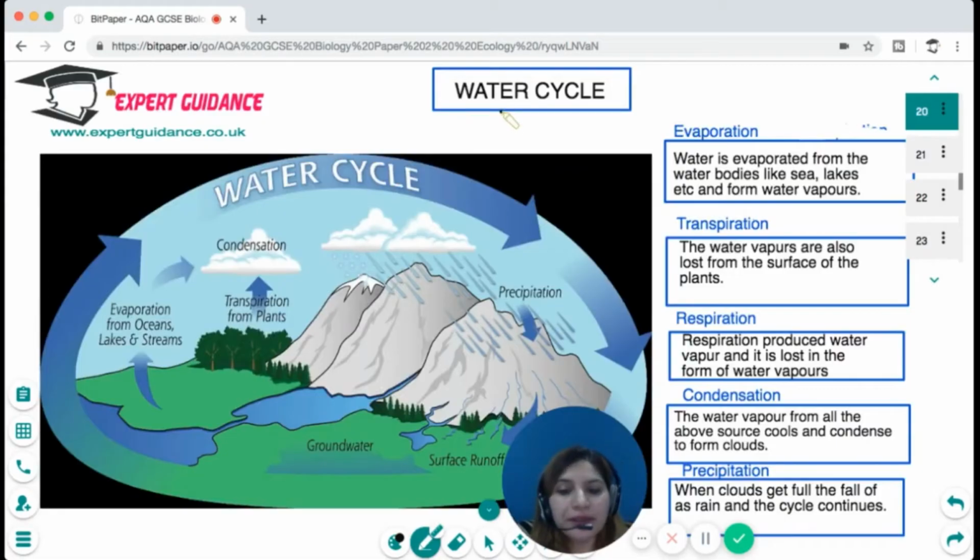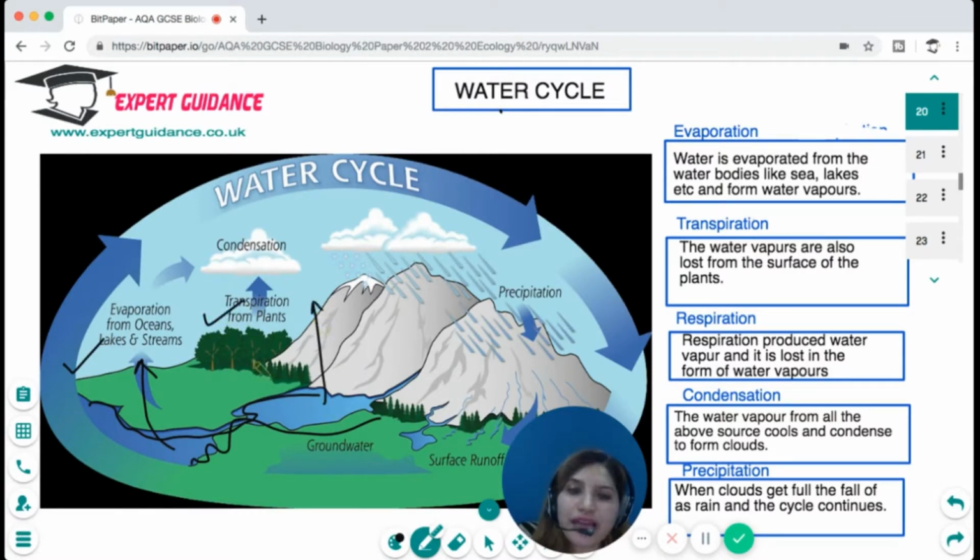The water cycle. Now, what is happening in a water cycle, let's try to understand that. This is a water body, which is like a lake or a sea, or it could be a river. The water is evaporated from oceans, lakes and streams, and transpiration from plants and respiration also evaporates water into the atmosphere.